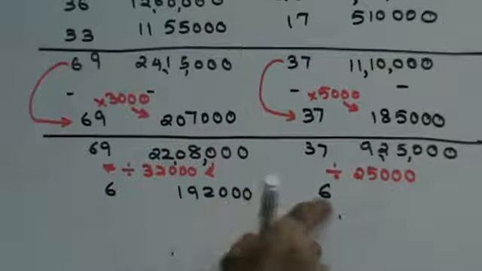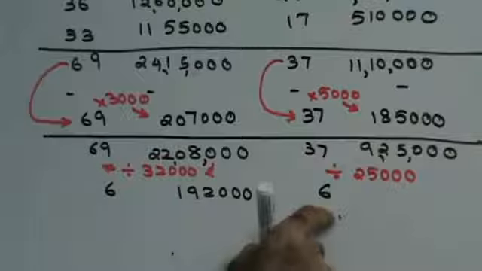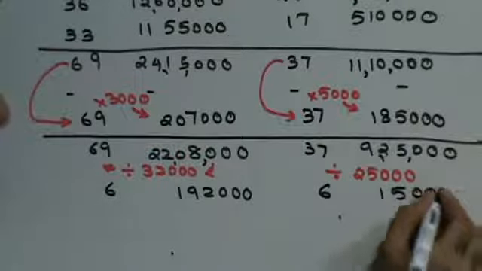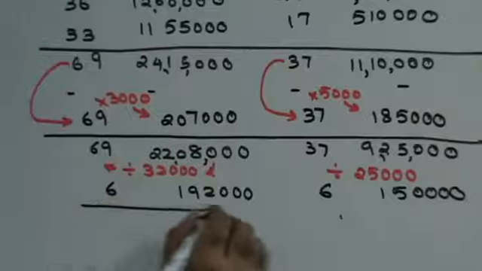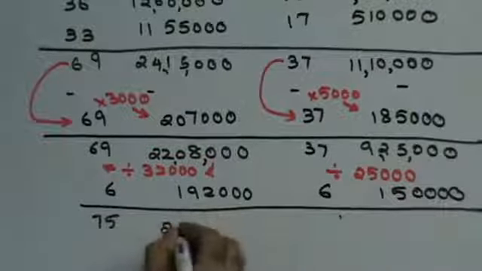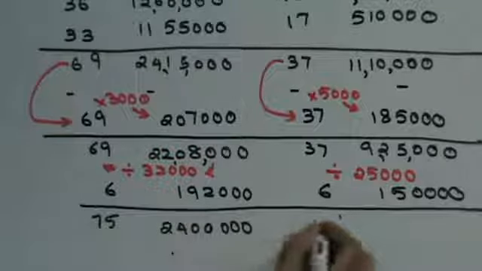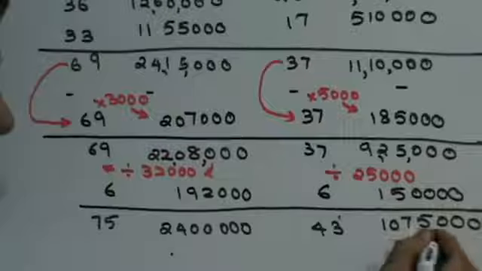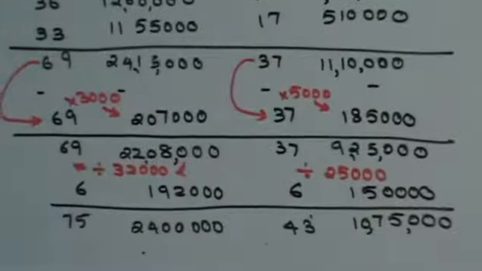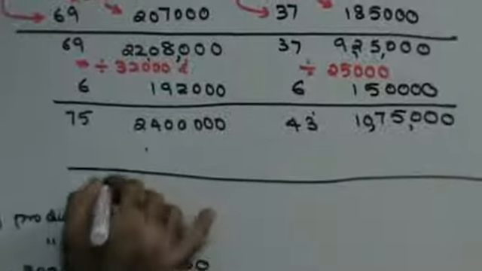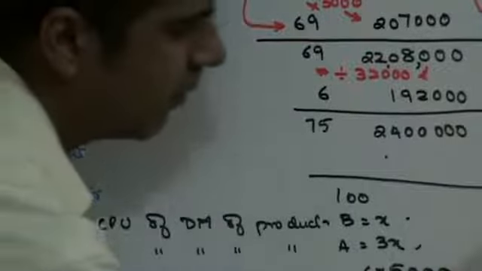Similarly, 6 into 25,000, multiplied by the number of units sold. So how much? 1,50,000. So this will give you 24 lakhs, 10 lakhs 75,000. Right? Now, they've given you that the selling price per unit for product A is 100 and for product B is 65.